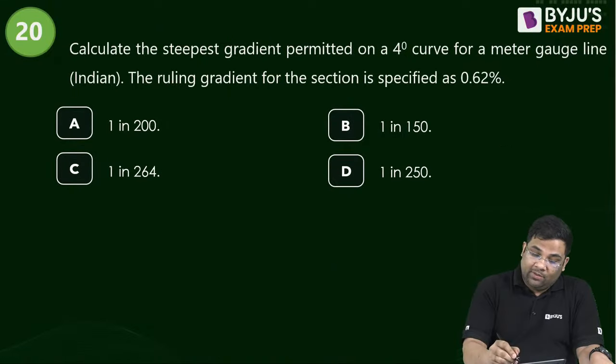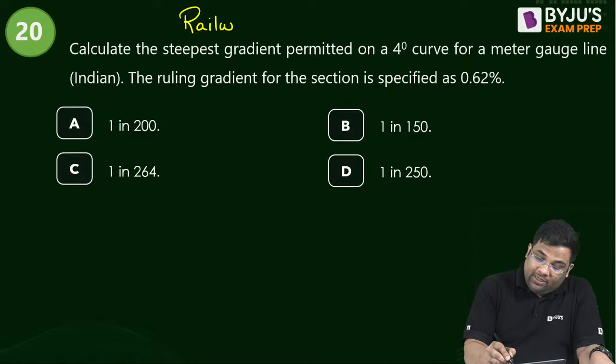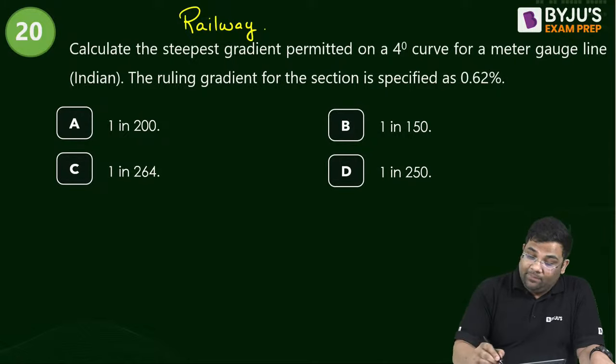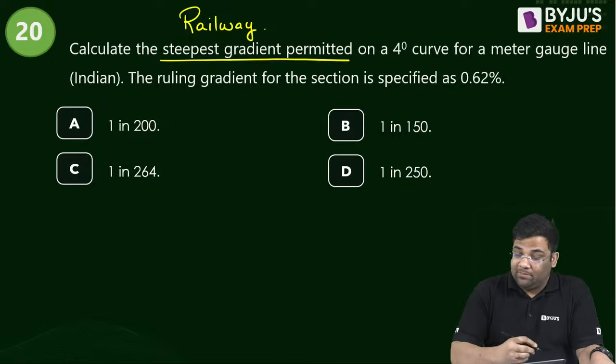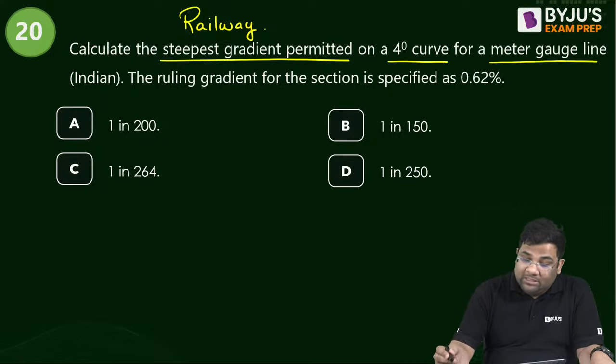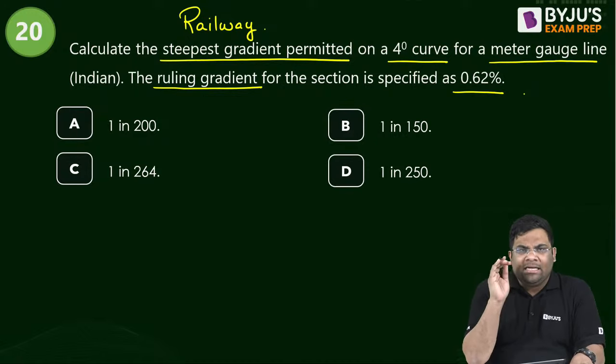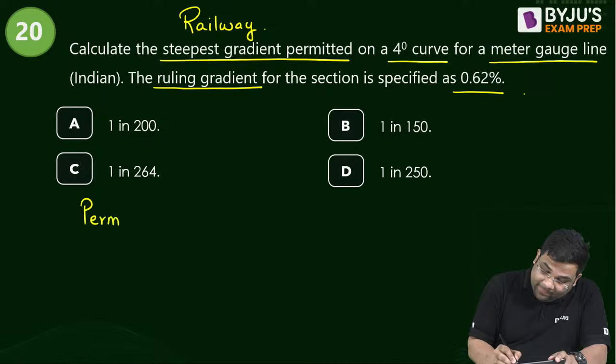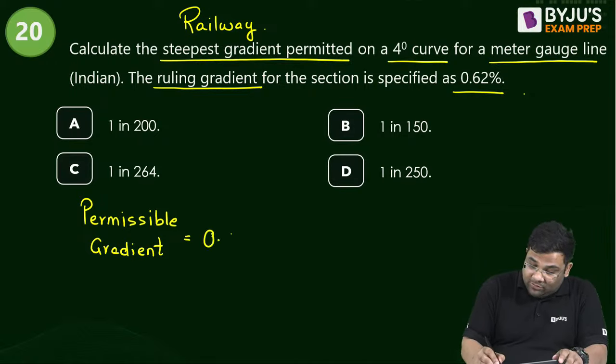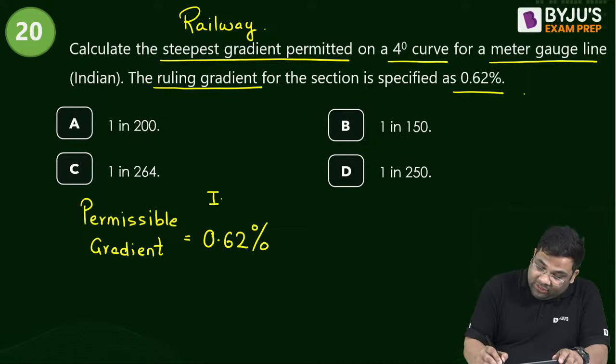Now, next question is from railway engineering. Here it is given the steepest gradient permitted for a 4-degree curve for a meter gauge line. The ruling gradient, the existing gradient, is given 0.62. So how do we find out the permissible gradient? The permissible gradient, or I can say the compensated gradient, is equal to the actual gradient, that is 0.62%, minus the grade compensation.